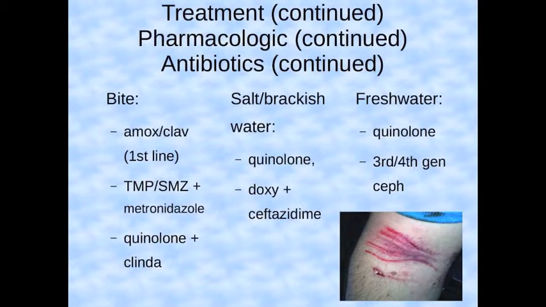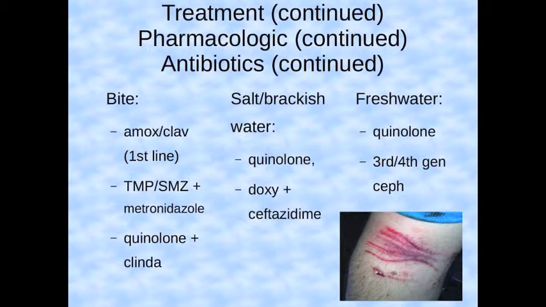We're working on some of the weird stuff. We've got bites. Amoxicillin or Augmentin is first line. Bactrim plus metronidazole or a quinolone plus clindamycin is the other way to go for bites. So it's just easier to go with Augmentin if you can.